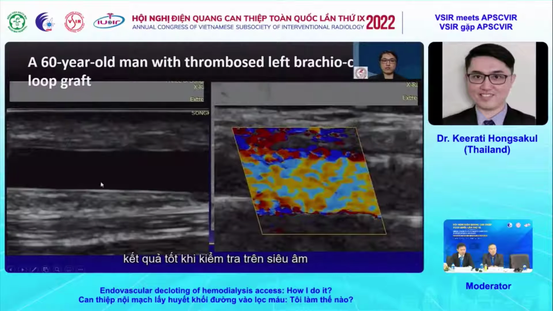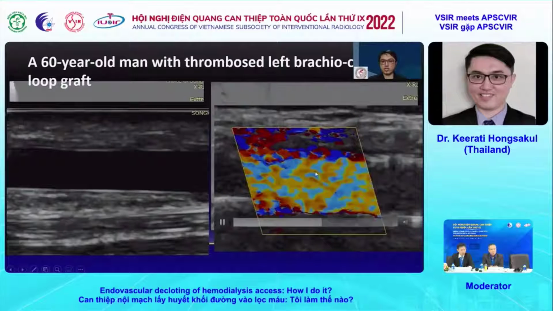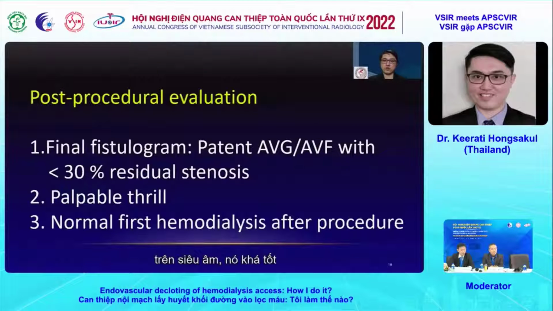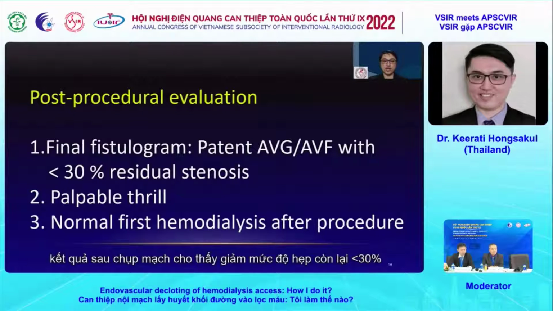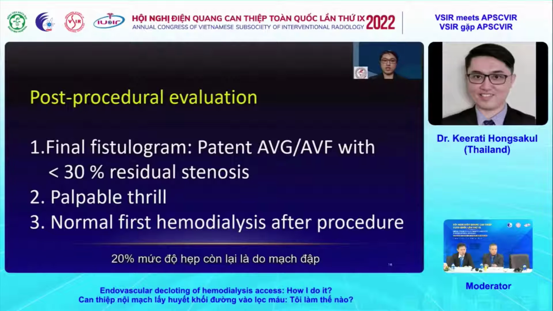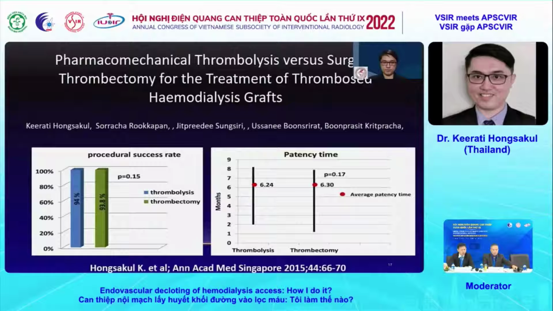We also check with ultrasound. It's patent, with no residual clot in the AVG, and the color Doppler ultrasound is also good. For post-procedural evaluation, the final angiogram should show a patent AVG with less than 30% residual stenosis, and clinically the thrill should be palpable. The patient usually has normal hemolysis after the procedure.